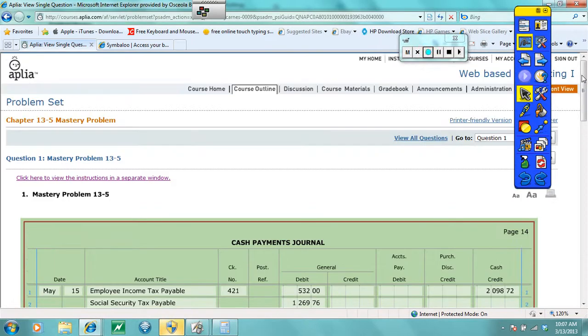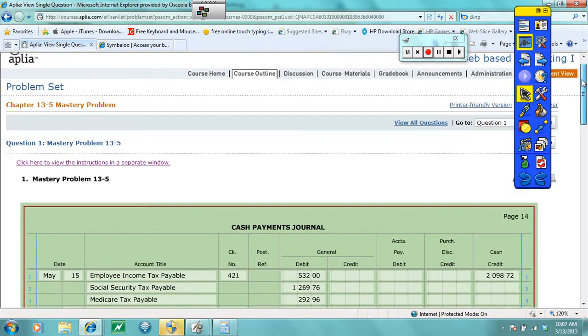Hello, this is the Mastery Problem for Chapter 13. I don't normally help you with it, but I want to help you a little bit to get you started. So I've filled in some of it already to save time.